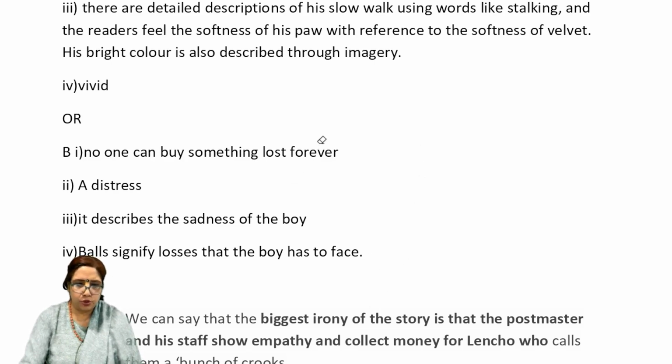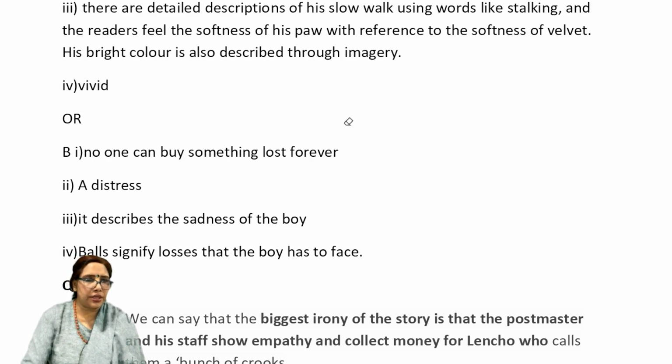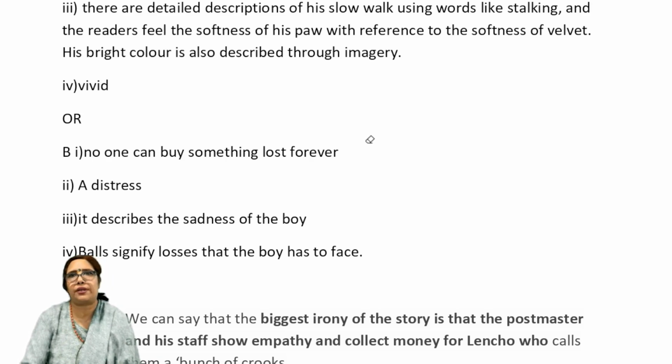Okay, now I come to the B part, which was given to you as option, and this is from the poem The Ball Poem. When does the poet say that no one buys a ball back? And the answer to this is that in which context? And the context is that no one can buy something that is lost forever. And thing, of course, in this particular context is the ball which the little boy has lost.